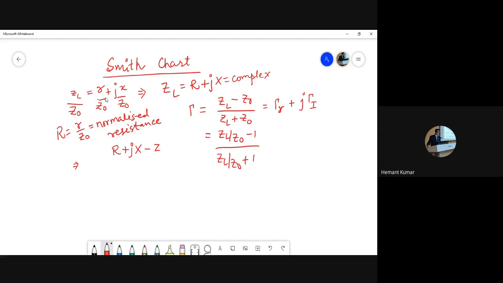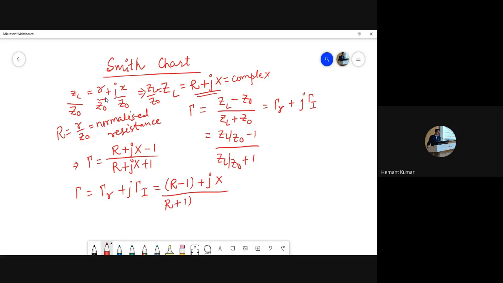So now put this, this is nothing but ZL upon Z naught, the normalized value. If you put this value here, it will be 1. So gamma will be equal to this. Or you can say gamma is equal to gamma R plus j gamma I equal to (R minus 1 plus jx) upon (R plus 1 plus jx), right?